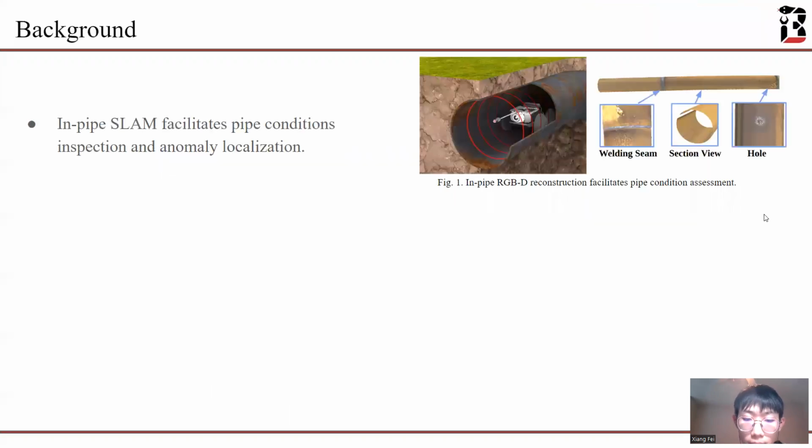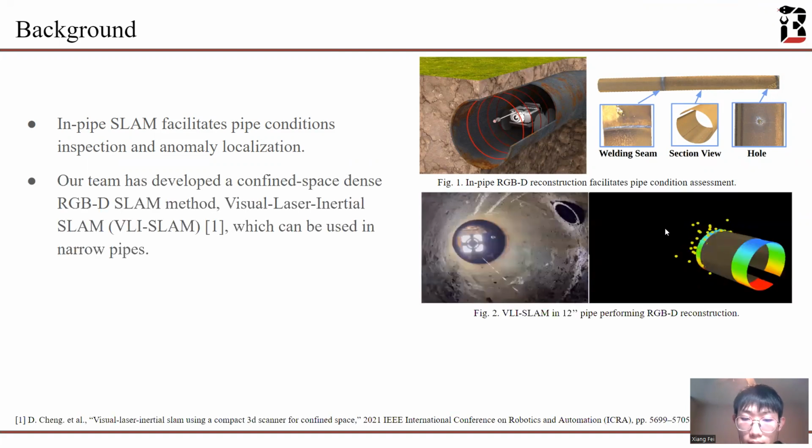The first part is about the background. In-pipe simultaneous localization and mapping techniques have the potential to facilitate pipe condition inspection and anomaly localization. As you can see in Figure 1, through dense RGB-D reconstruction, we can clearly see the welding seam, section view, and hole in a pipe. Our team has developed a confined-space dense RGB-D SLAM method via VI SLAM, which can be used in narrow pipes and has achieved promising results.